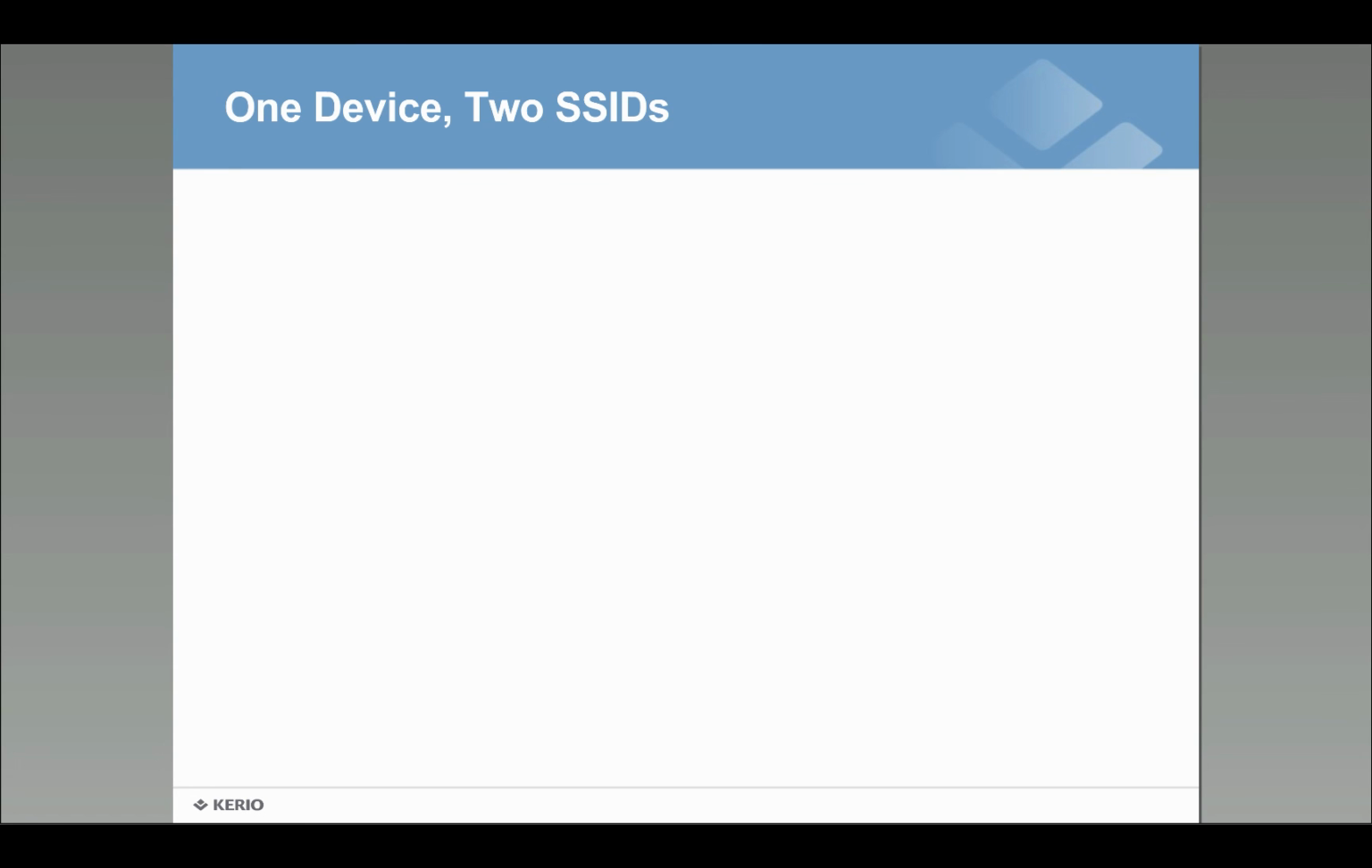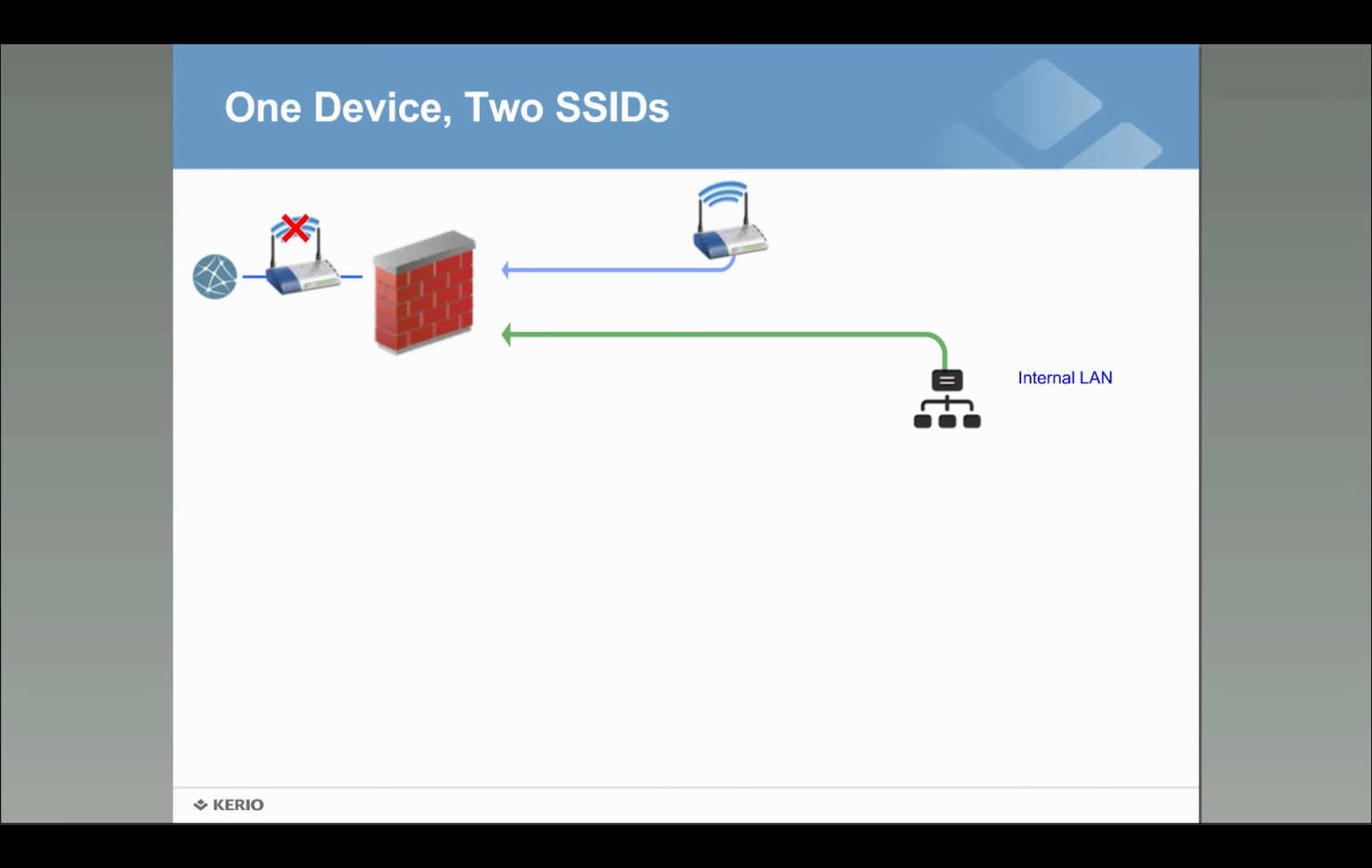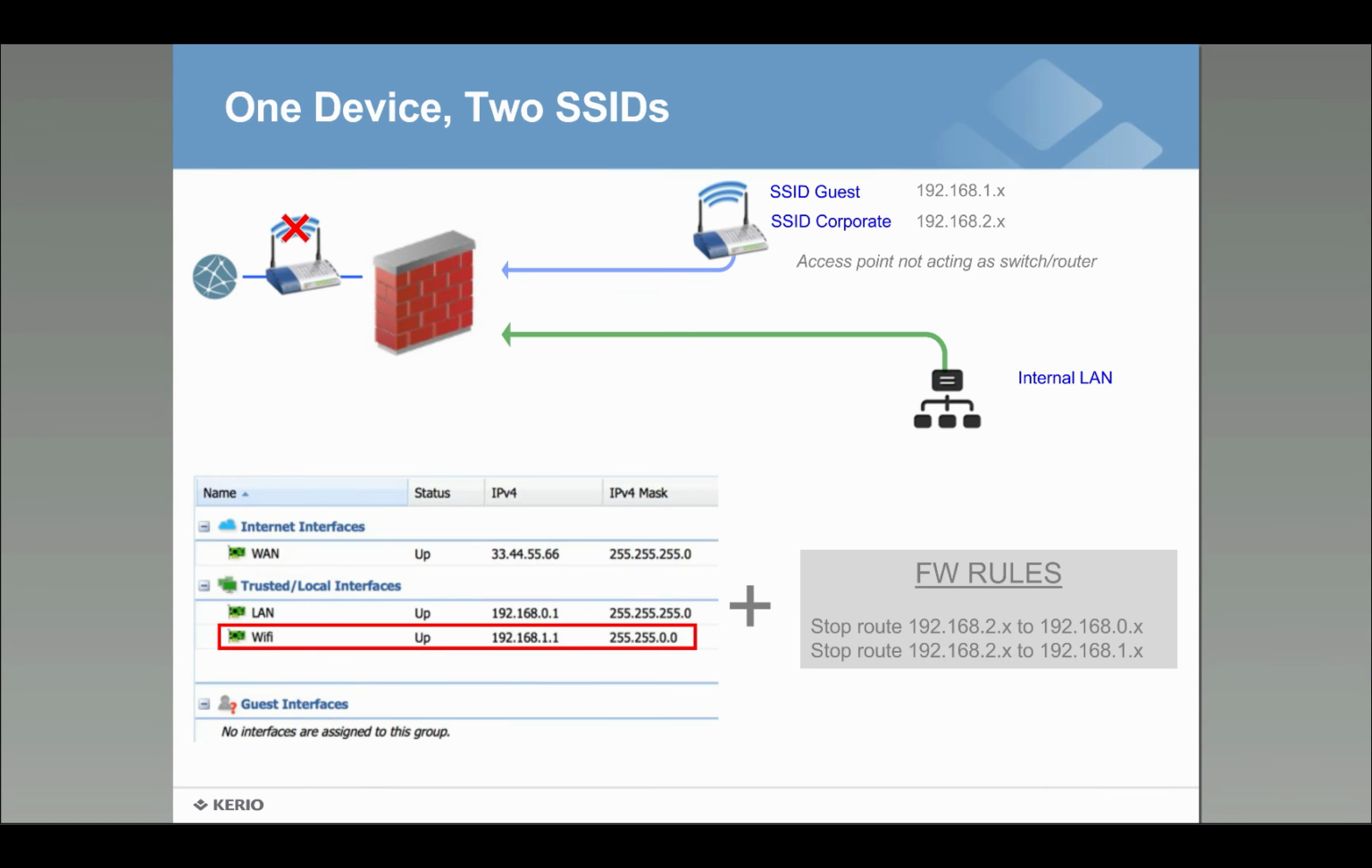Instead, if you have one device and you want to have two SSIDs, you have a situation where you need to have two separate IP ranges. You must be sure that the Wi-Fi device is not acting as a switch, router, or anything. Otherwise, it is able to route .1 and .2 between each other, and again, you are back to square one, to no security at all.